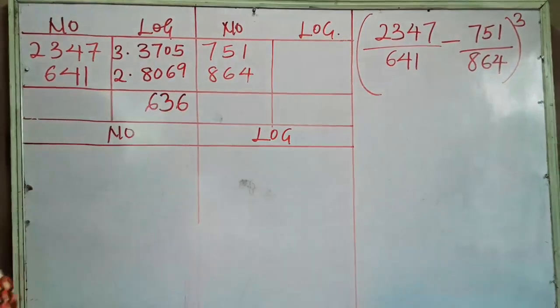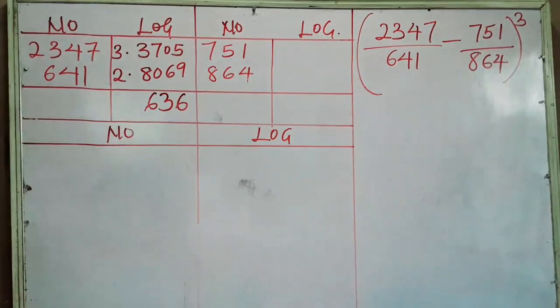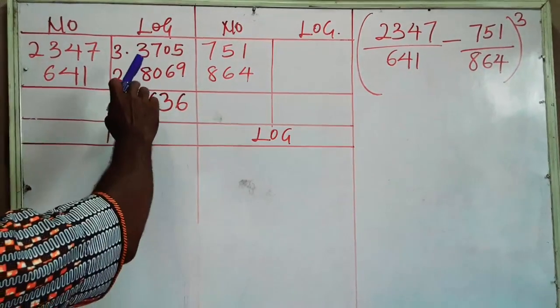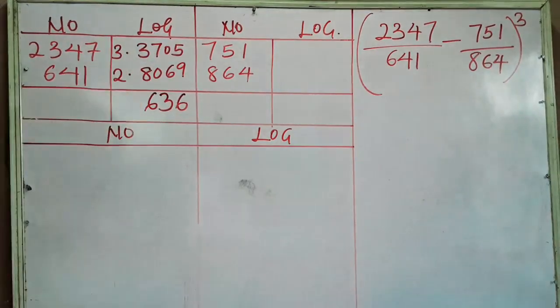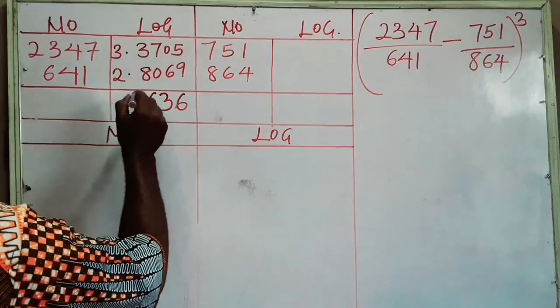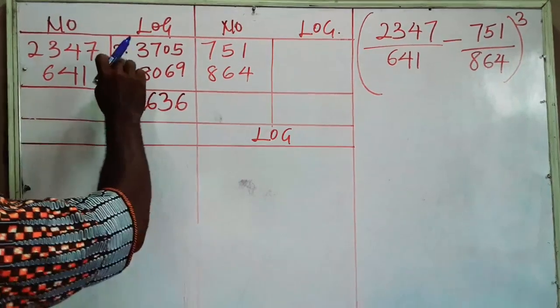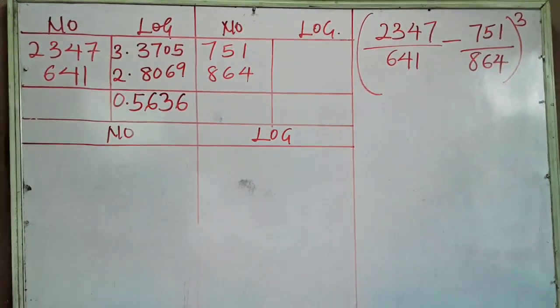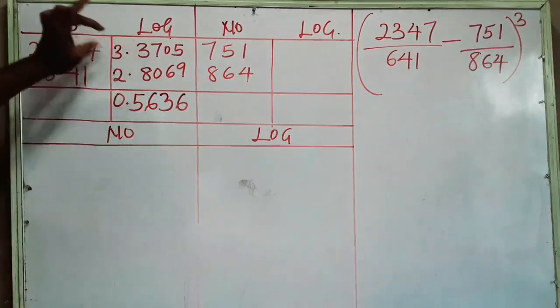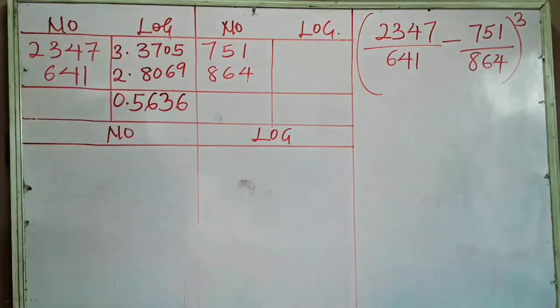We have 6. So now, therefore we have 8 minus 3 is not possible. You borrow 1 from the 3. So the moment you borrow 1 from 3, we have 13. So 8 minus 13, we have 5. So it remains 2. So 2 minus 2, we have 0. So that means that is 0.5636. So this is the subtraction of this from this.